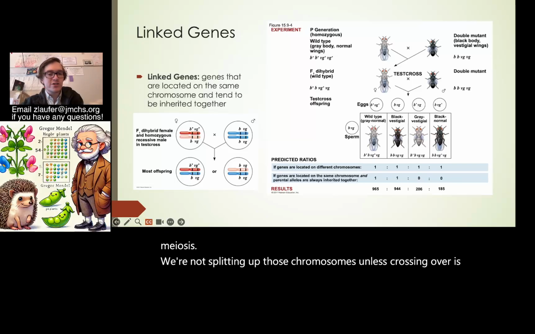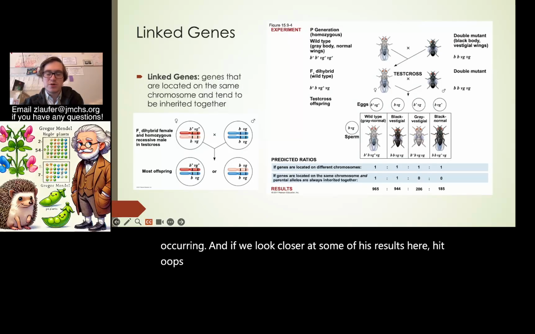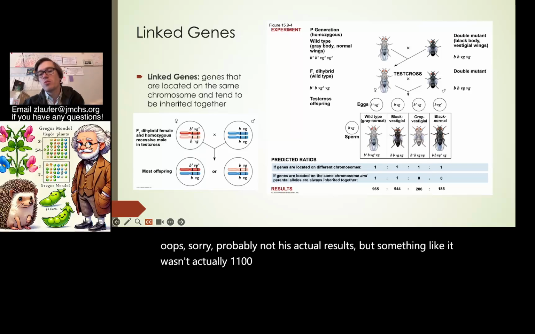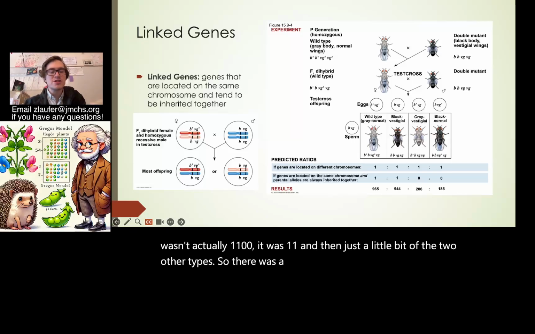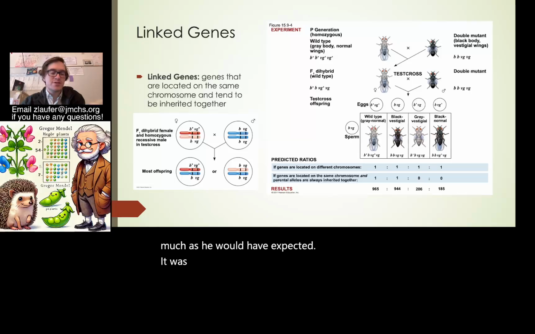And if we look closer at some of his results here, probably not his actual results, but something like it. It wasn't actually 100 to 0. It was mostly the two parental types, and then just a little bit of the two other types. So there was a little bit of mixing, just not nearly as much as he would have expected. It was largely the two parental types that showed up in the second generation offspring.